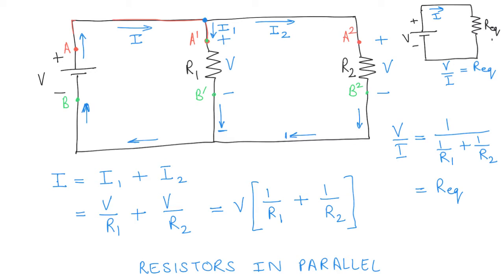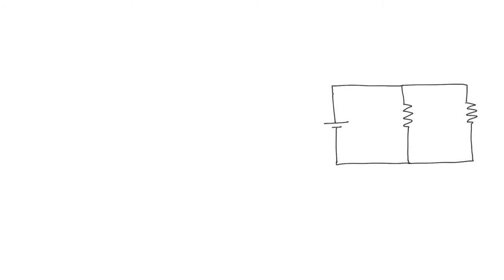So we can work this out by looking at the equations here. What is R equivalent going to be? R equivalent, or more accurately 1 over R equivalent, is equal to 1 over R1 plus 1 over R2. So let's summarize what we thought about in resistors in parallel.